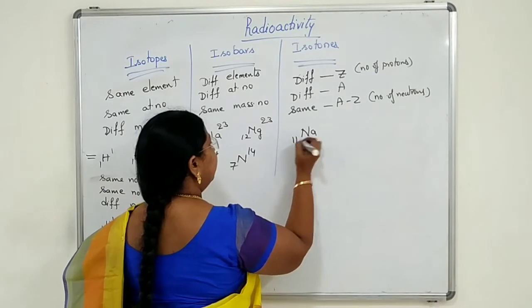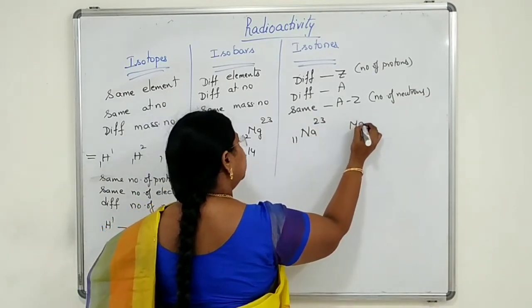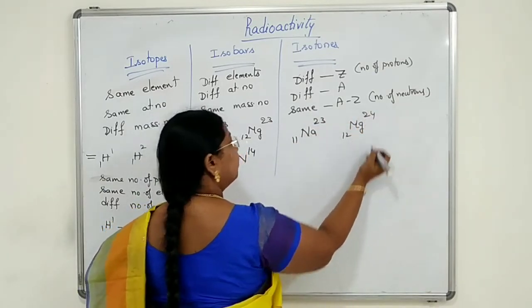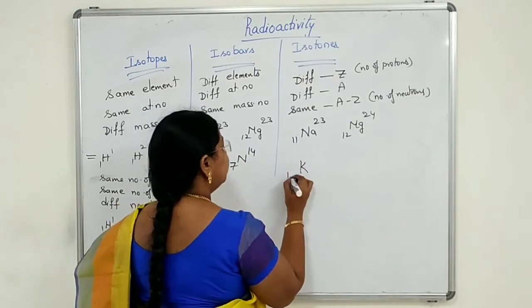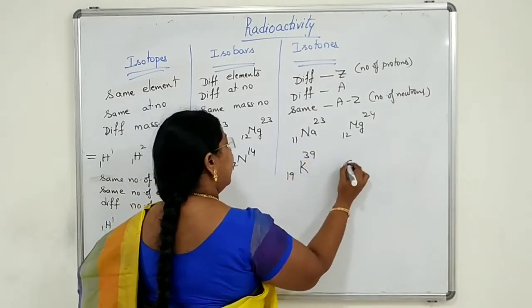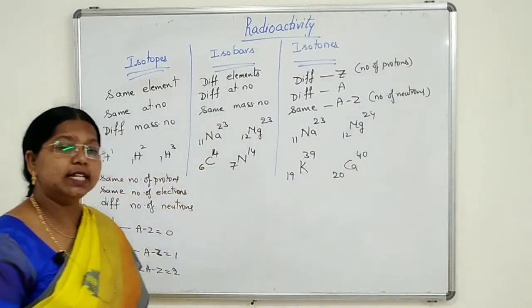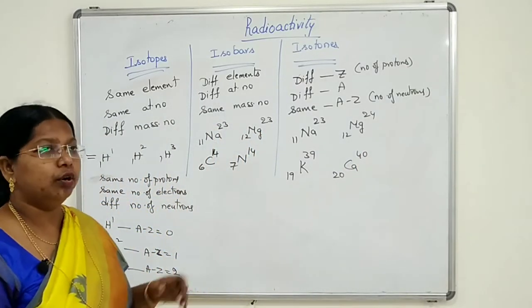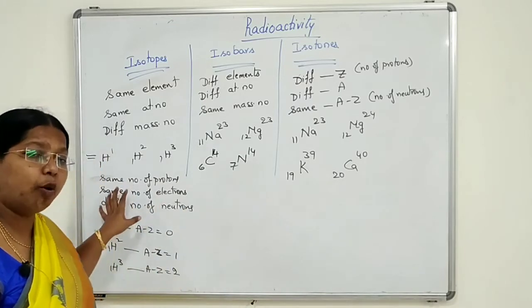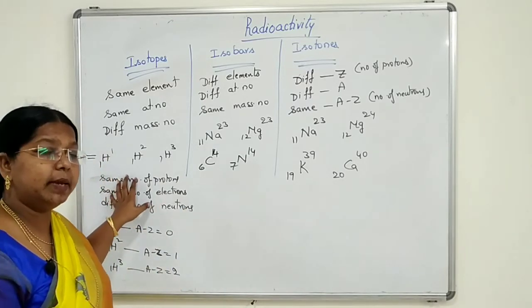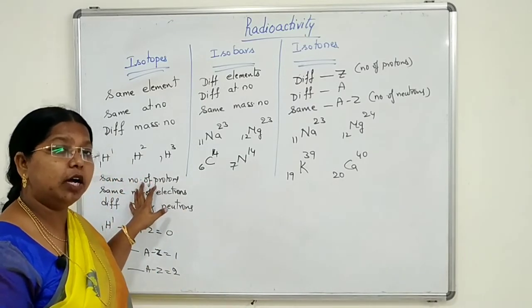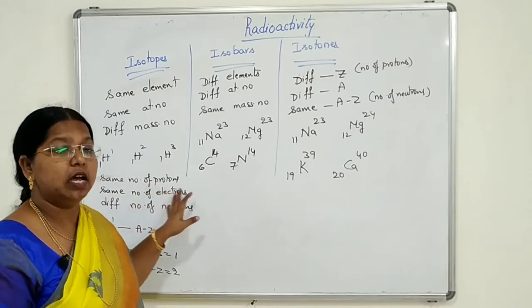Sodium-11-23 and magnesium-12-24, and also potassium-19-39 and calcium-20-40. So these are the examples of isotones. Isotopes means same element, same atomic number but different mass number.